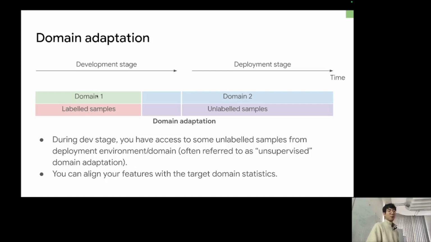Okay, so now during development, you'll have a single domain with labeled samples, but you can also peep a little bit into how the test distribution looks. But we don't have any labels from there. So we can do a little bit of adaptation of maybe the first layers of the network to the new texture or new styles that this new distribution will have, right? So that's the idea behind domain adaptation.